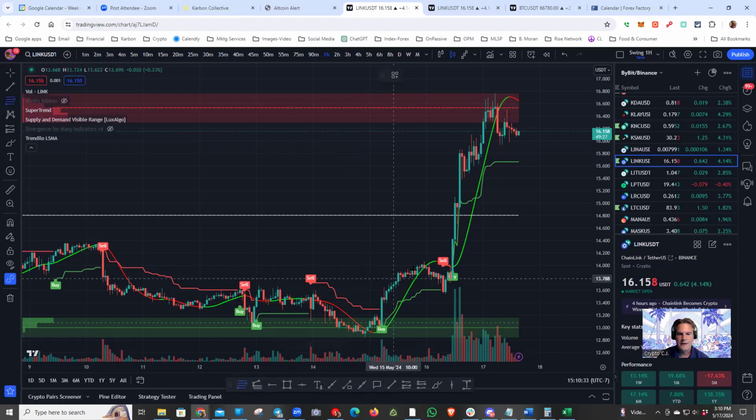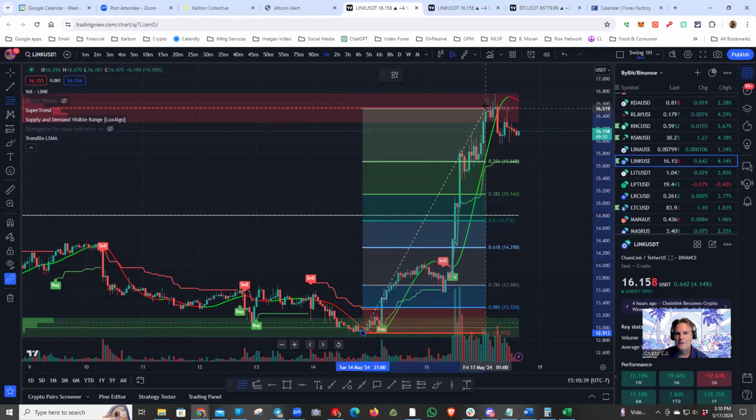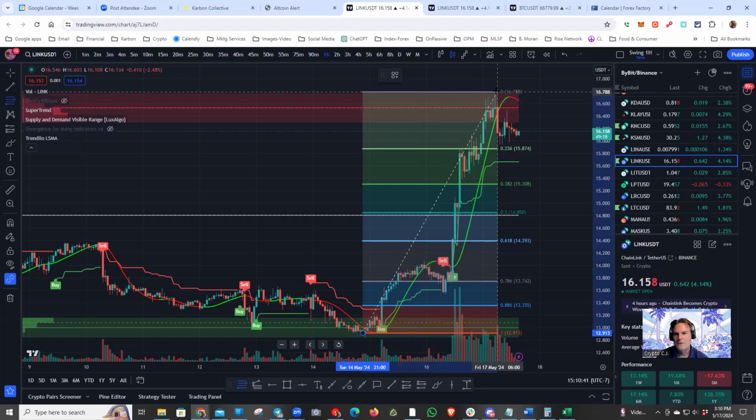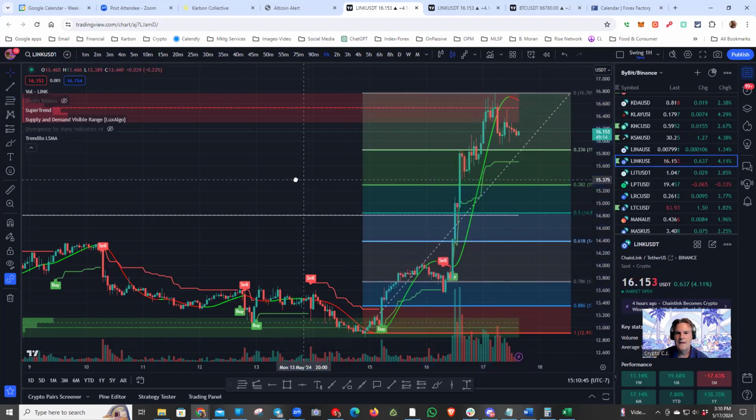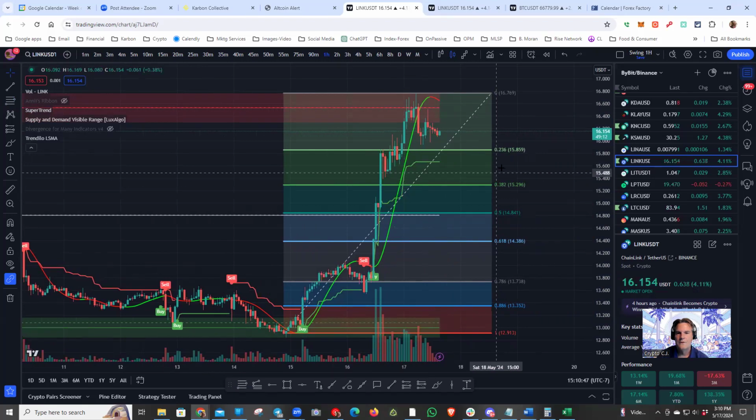Click on pick your fib. Here's clearly the lowest point right here. Draw that up to the top, just right about here, and then pull it over a little bit. And that tells you where you want to get in.